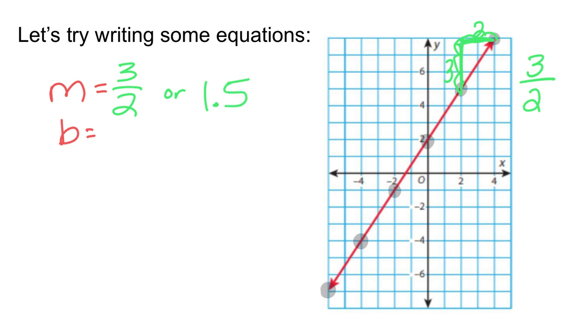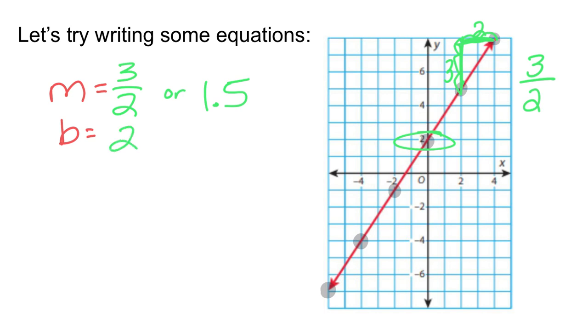Either one is okay. Now, the B is easier to find on a graph because the B is just the place where it crosses your y-axis. So if it crosses at a nice pretty whole number, we can just find that whole number and be done. And this one does do that. This one crosses right here at 2. So the B is 2.